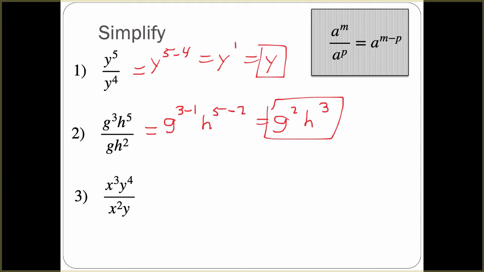For number 3, we have x cubed y to the 4th over x squared y. And we're going to do the same thing. We take the upper exponent minus the lower for the x, and the upper exponent minus the lower for the y. And we have 3 minus 2, which is 1. We have x to the 1st, which is just x. y to the 4 minus 1, which is y to the 3rd. So these are some simple ones, and all we're doing is subtracting the exponents.